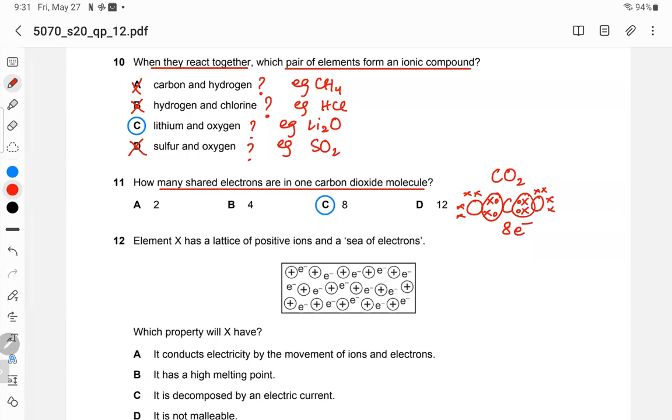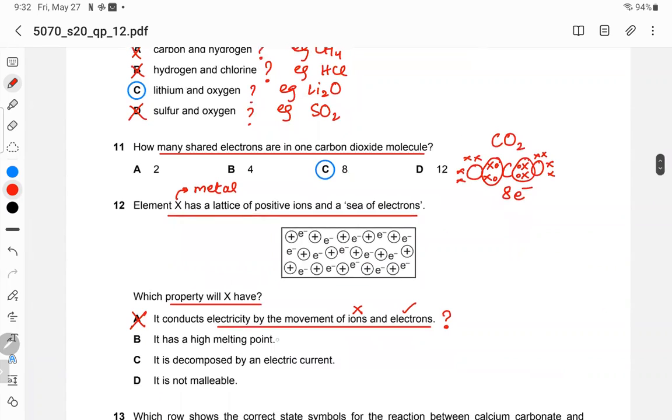Now question number 12. Element X has a lattice of positive ions and a sea of electrons, so it means that X is a metal. Which property will X have? It conducts electricity by the movement of ions and electrons. Does this statement seem correct or wrong? Wrong, because ions do not move. Electrons move, but ions do not move in the solid state.